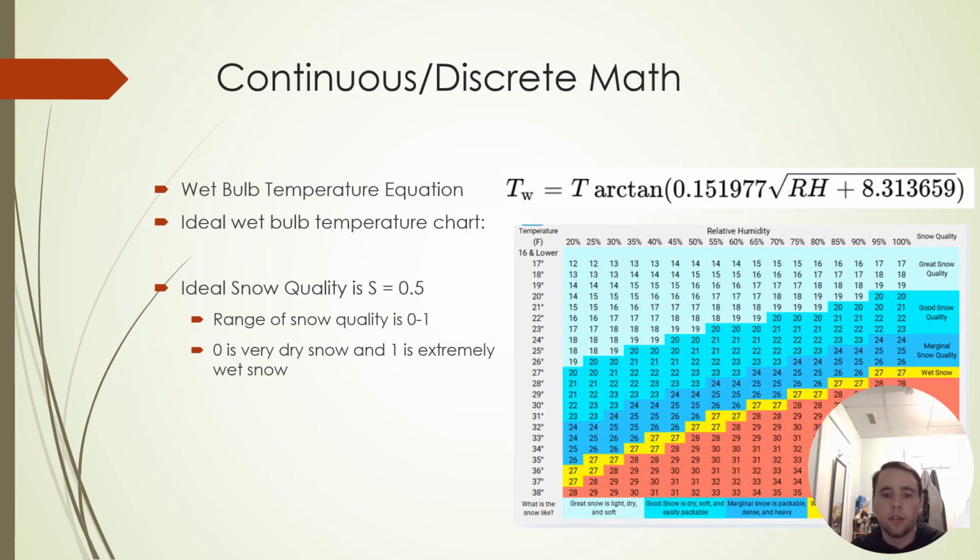And then ideal snow quality is S equals 0.5. That's just quantifying it. So the range of snow quality here is 0 to 1, with 0.5 being the best, right in the middle. Like I said before, 0 is very dry snow and 1 is extremely wet.